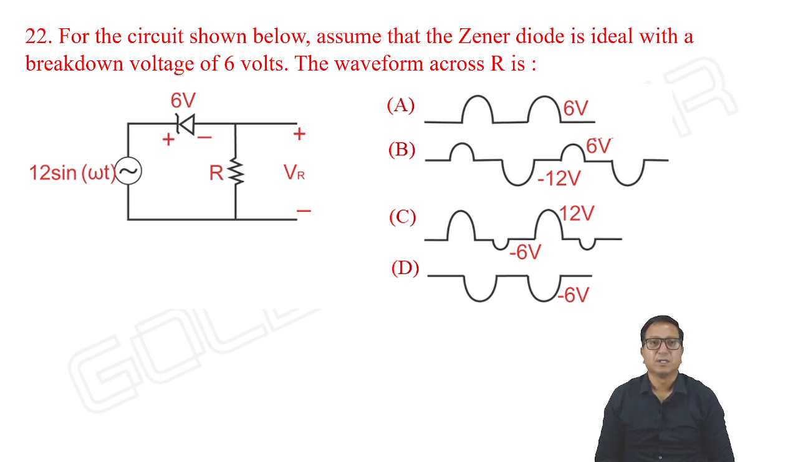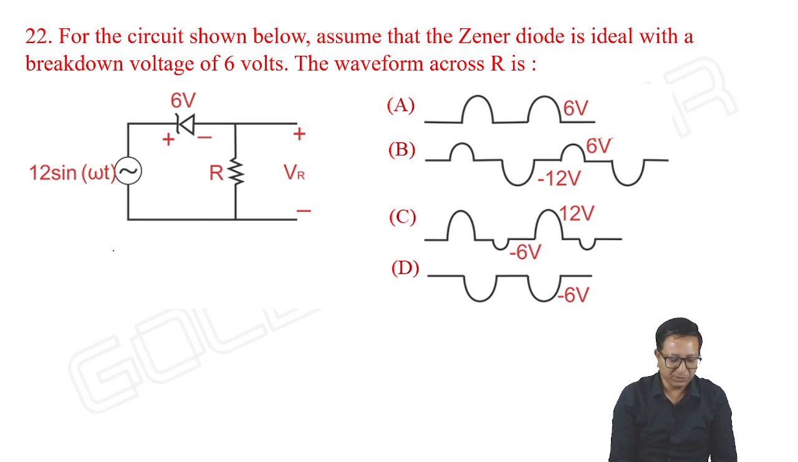Look at this question. For the circuit shown below, assume that the Zener diode is ideal with a breakdown voltage of 6 volts. The waveform across R is. See, if you compare the previous circuit, here the positions of the Zener diode and resistor are changing, nothing else. The direction of the Zener diode is also not changing.